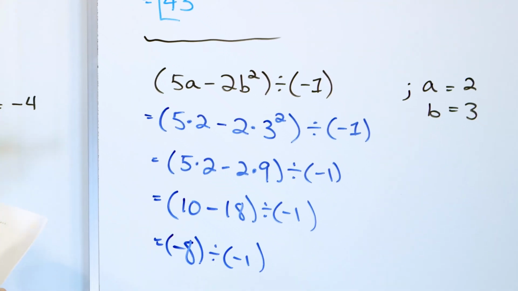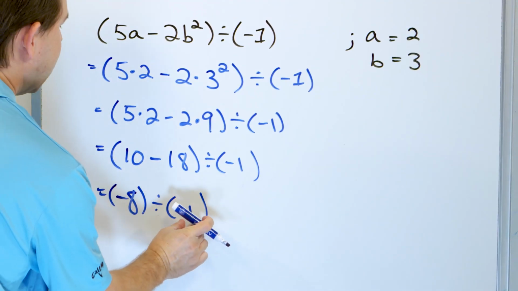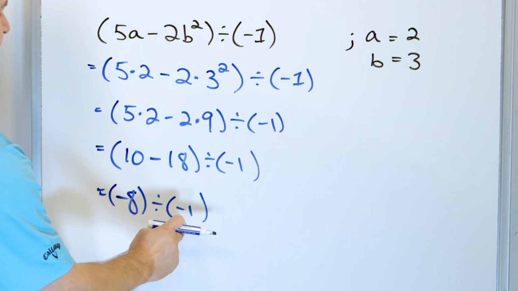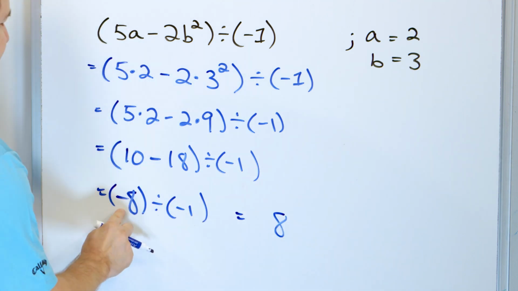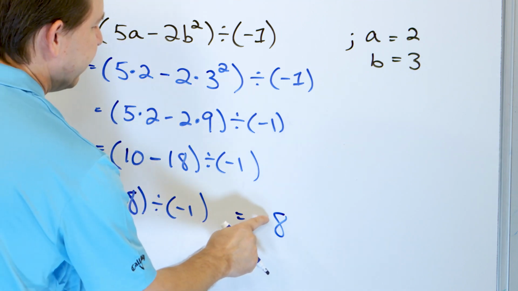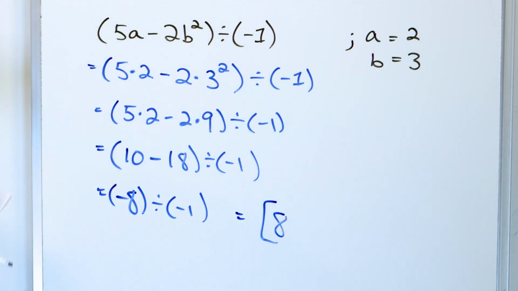So what we're really doing is we're taking negative 8 divided by negative 1. So 8 divided by 1 is 8, and because it's negative divided by negative, remember the rule is you still get a positive. So the answer is positive 8, and that's the final answer.